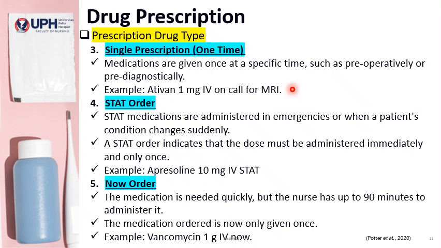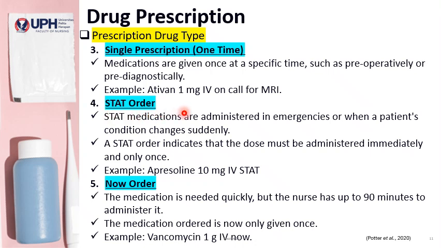The same with prophylaxis for surgery. Before you go into surgery, you receive a gram of antibiotics so that you don't get an infection after surgery. Then we have what we call the stat order.